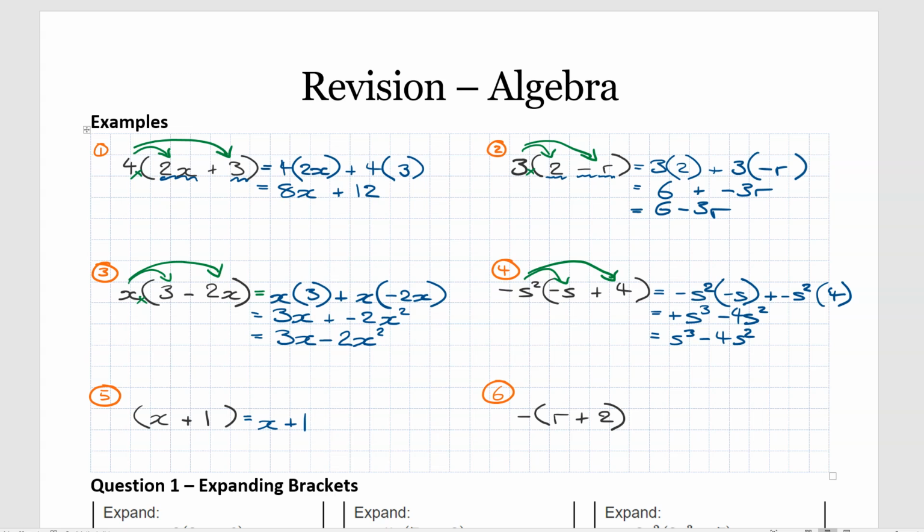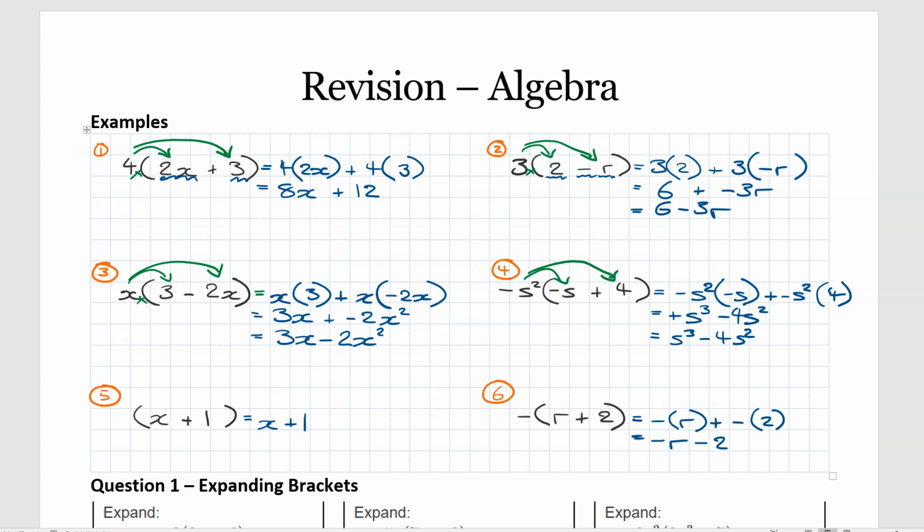So pretty simple. Now question 6, we've got a negative sign in front of the brackets. What does that mean? Well, it means there's an implied negative 1 like so. So what we can do is we simply drop our equal sign, we put a negative down, then we put the r plus negative 2. Simplifying this, we get minus r minus 2, and therefore we are expanded.